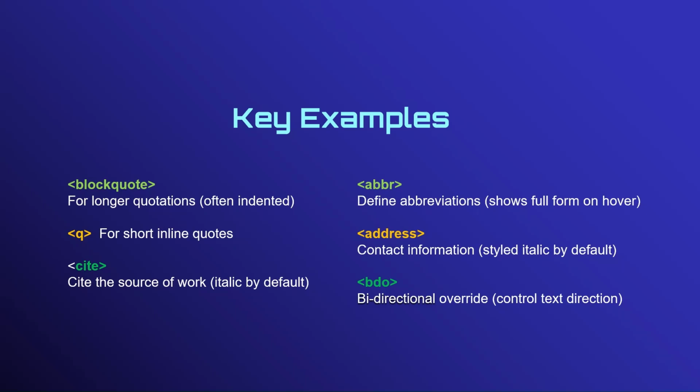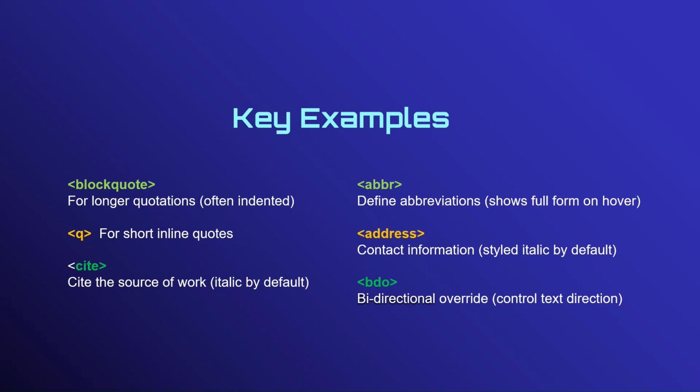Now we also have the quote, which is used for short and inline quotes on the web page. We have the address tag, which we use for contact information. The outcome is styled in italic format as a default. We also have the cite tag, which we use as the source of a particular work. The outcome is also italic in format.